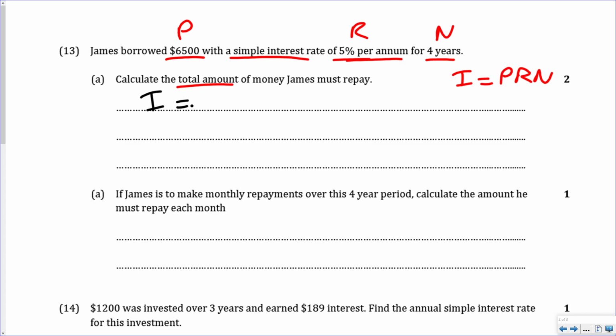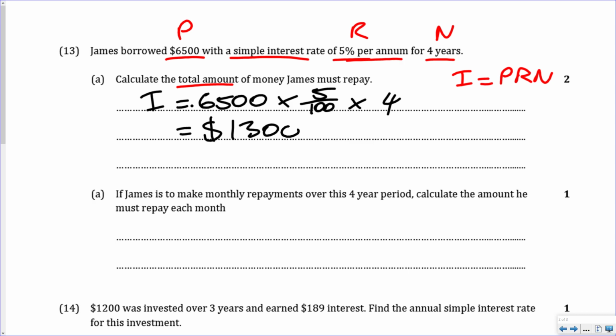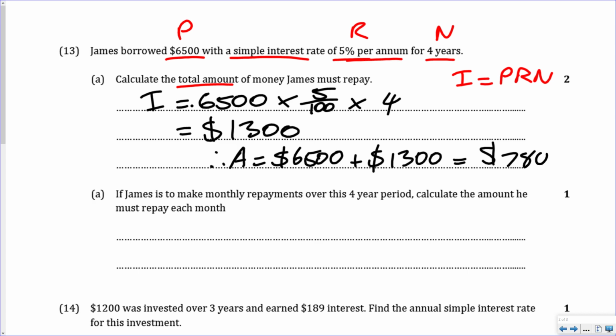So we got I equals 6,500 times 5 over 100. Remember, don't times it by 5 because it's essentially 100% if you do it like that. So it'll be 5 over 100, and then this will give you 1,300. Now that is the amount of interest that has been earned, but that's not what the question is asking. It's asking what's the total amount. So therefore, we need to do A equals the principal, so that's 6,500 plus that 1,300 interest, which equals 7,800. And that is the answer because it's asking for the total amount.